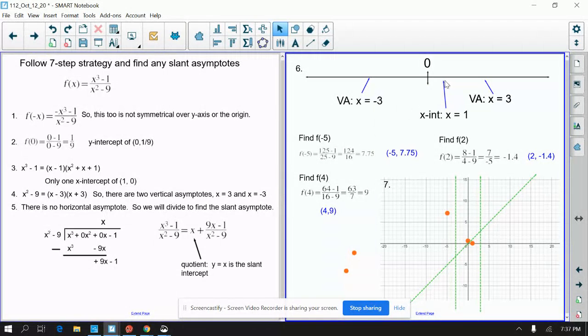Now between 1 and 3, and of course I chose 2. If you plug in 2 into x, you get negative 1.4. So about there. Oops, a little bit. Oh, goodness.